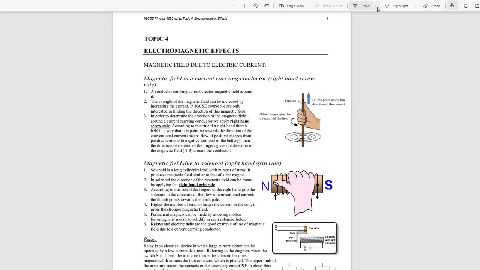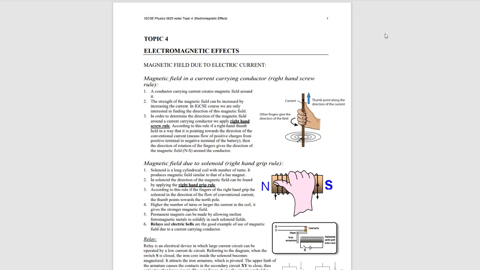But today I'm going to be explaining the electromagnetic effect. What is the electromagnetic effect? And we're going to have a look at some different examples, how you can find the magnetic field of a conductor, for example, or of a magnet, or of a solenoid, and so on and so forth.